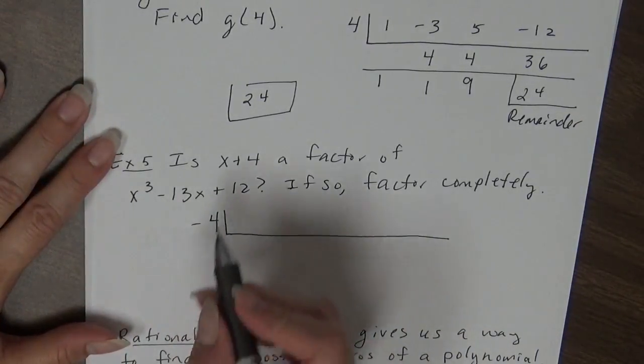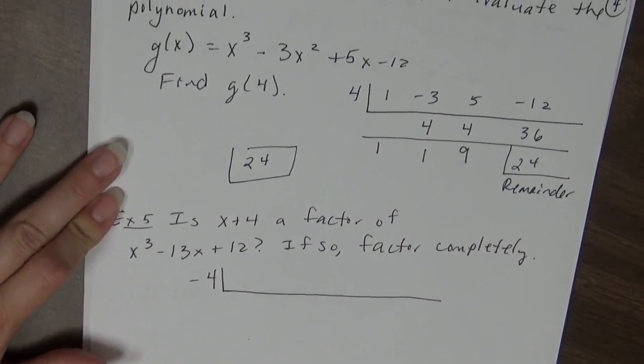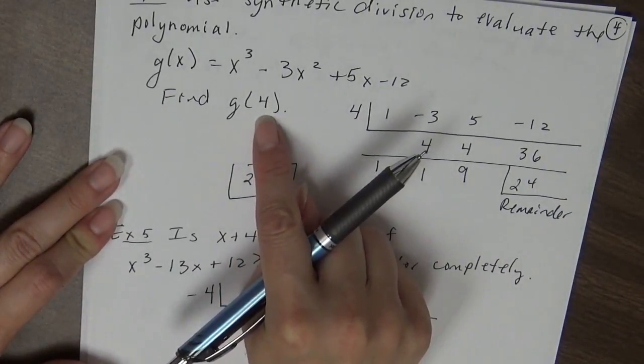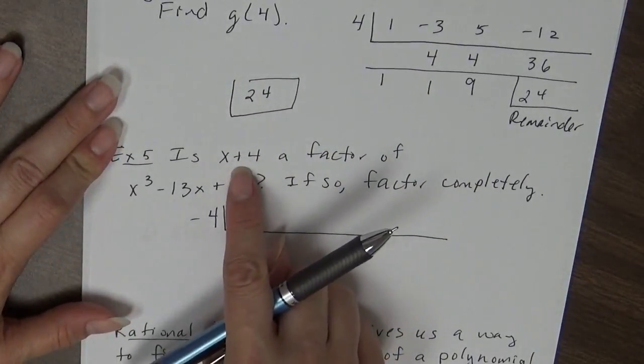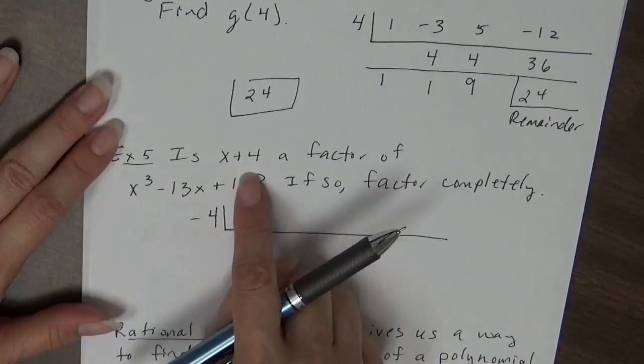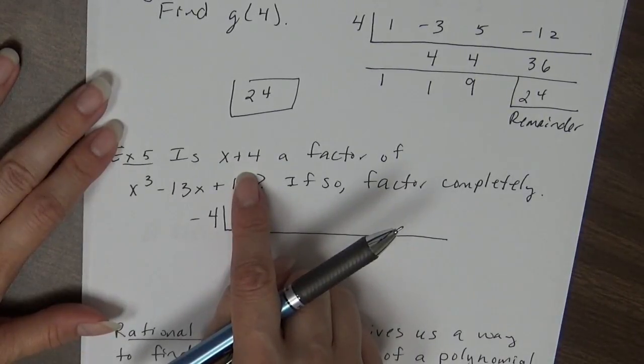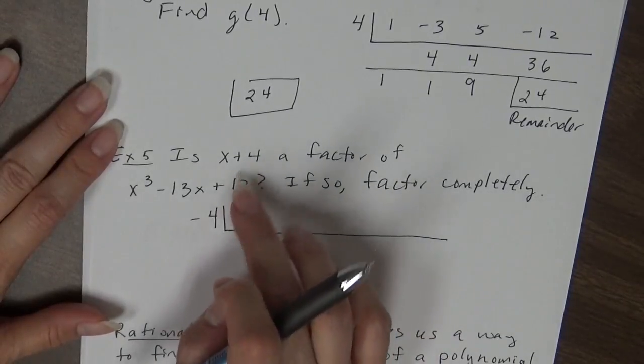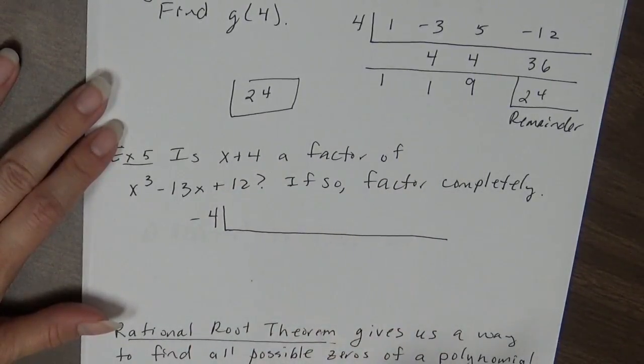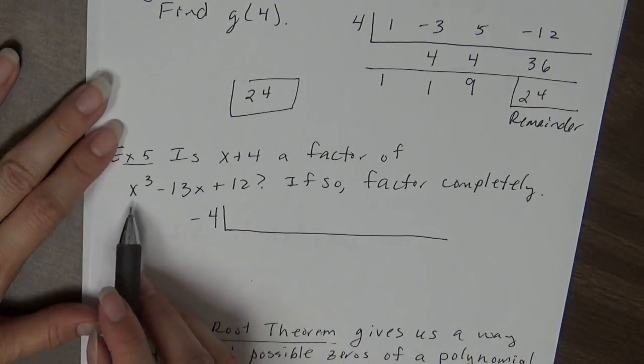Alright, so why did I change the sign this time when I didn't in the previous one? Because in the previous one, they told us to use just plain 4. This time, they're asking us to check to see if x plus 4 is a factor. So if x plus 4 is a factor, and you were to solve it for x, you would end up with a negative 4. So this is when you have to change your sign. So we're going to put in our coefficients. We need a 1.